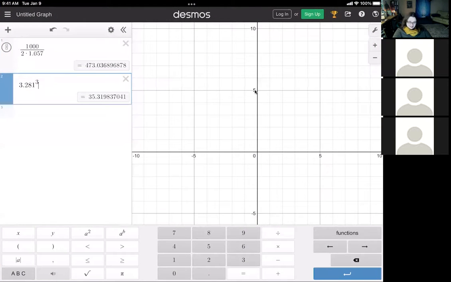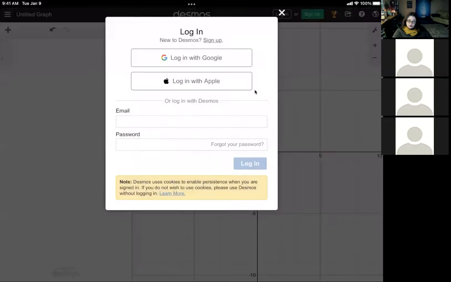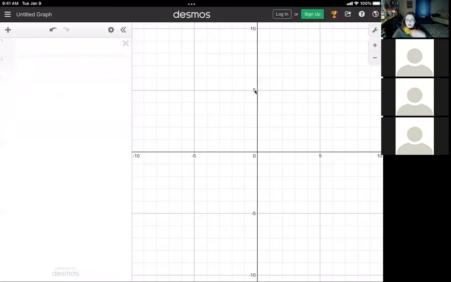Desmos is what I wanted. Okay, so we're going to get rid of that, that was from our previous example. What's cool about Desmos is you can actually log in. You can create your own login, and you can even save these graphs. And once you get a graph, you can share it and it will create a link, a URL that you can share.